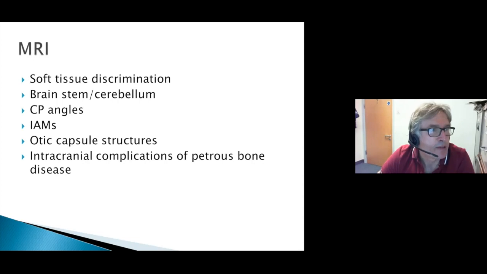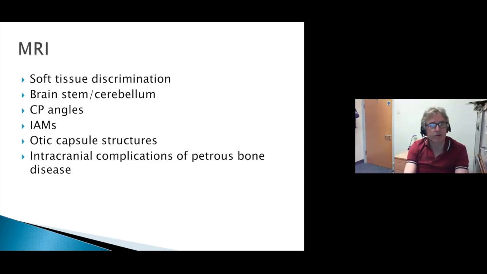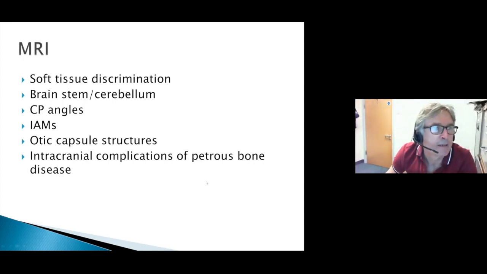And then inevitably there's an overlap between MR and CT. MR is particularly useful in some of the intracranial complications of petrous bone disease. So once disease has passed from the mastoid air cells or the middle ear cleft into the intracranial compartment, that's where MRI can really be very helpful.